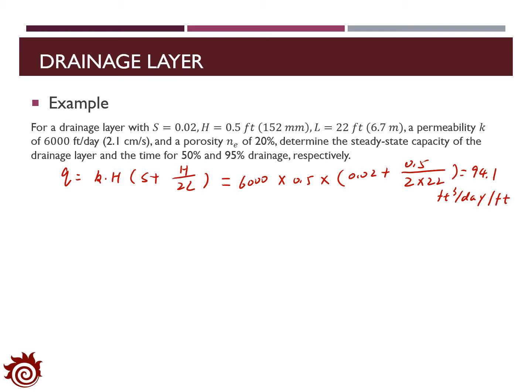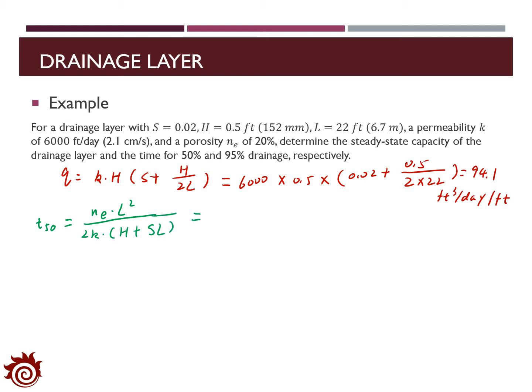So that's the way for us to find out the steady state capacity. And then we need to determine the time for 50% drainage. For the time for 50% drainage, T50, that equals Ne times L squared over 2K times H plus SL.